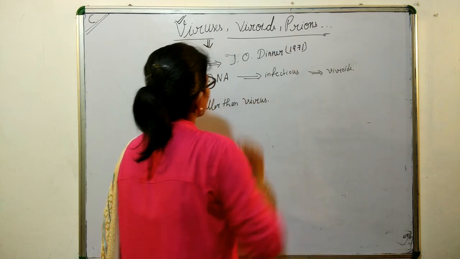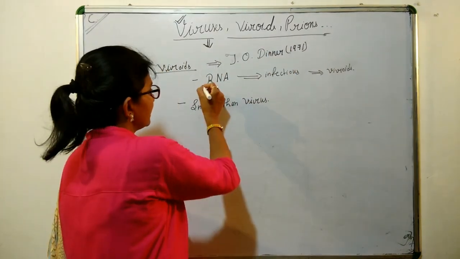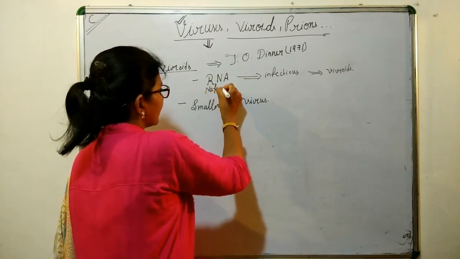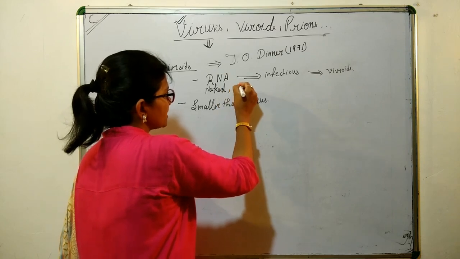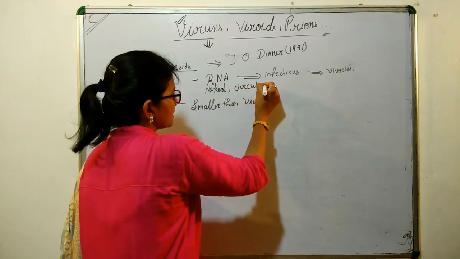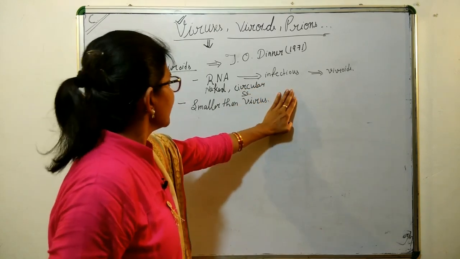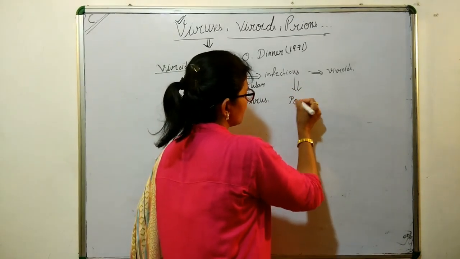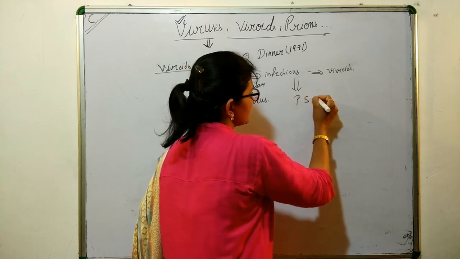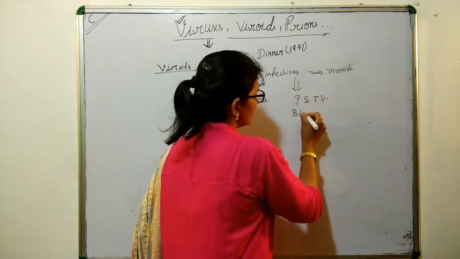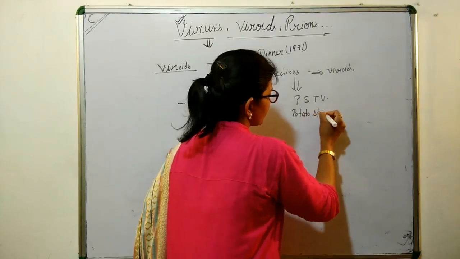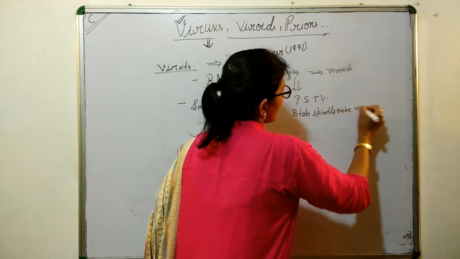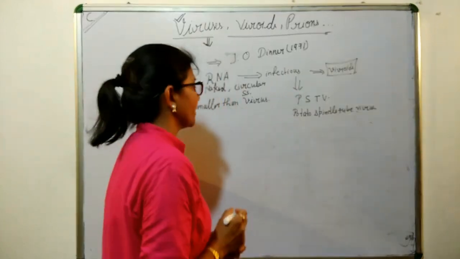1971. Okay, what he discovered is that there are RNAs without protein coat, meaning naked RNA. Naked RNA, and they are circular, single-stranded RNA, which are infectious, and he found them in a plant, a potato, and that disease he called PSTV. What is this? Potato spindle tuber viroid. Okay, and then he coined the term viroid for them.